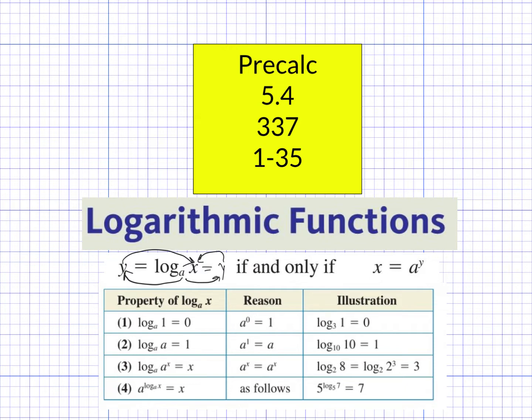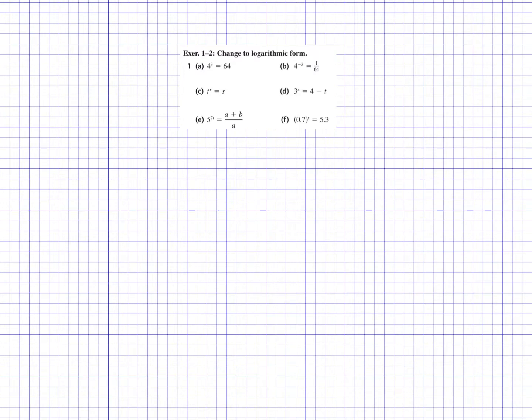All right, let's start. All right, change to logarithmic form. Okay, so we're just going backwards. So notice the base here. So that's going to be 1a is log base 4. And the answer is always what you're taking the log of. Log base 4 of 64 is equal to the exponent, 3.